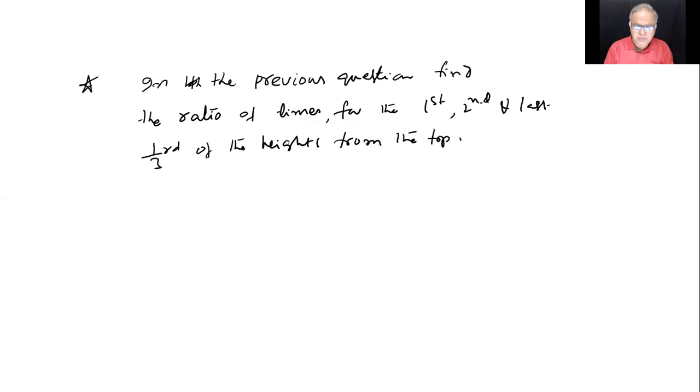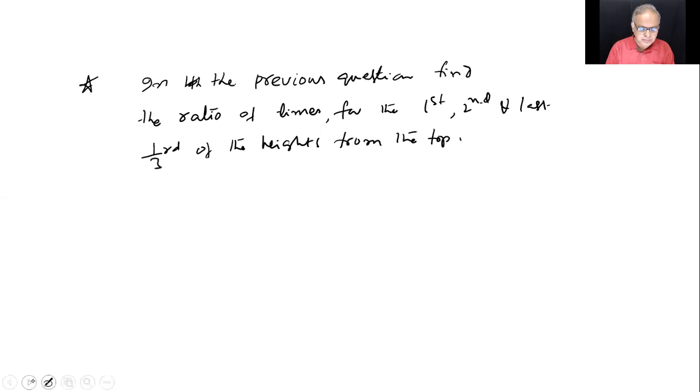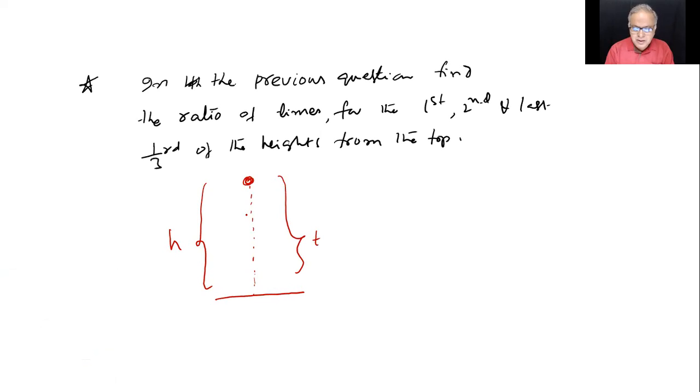Once again, like I told you, picture the question to get a meaning of it. This is the ground. From there you dropped. The height is h. We did not know that, so we will think it is h, and the total time we can think is t, as usual. But now for the first h by 3, next h by 3, next h by 3, the time ratios we want. So once you picture this, you can do the things.